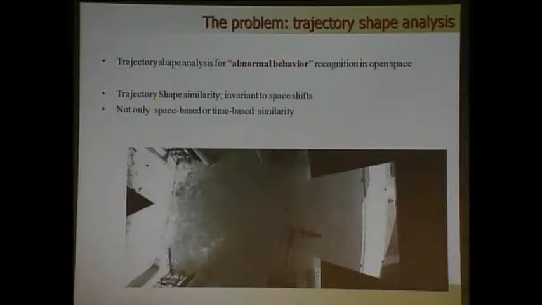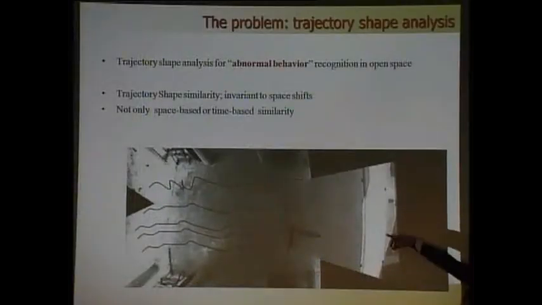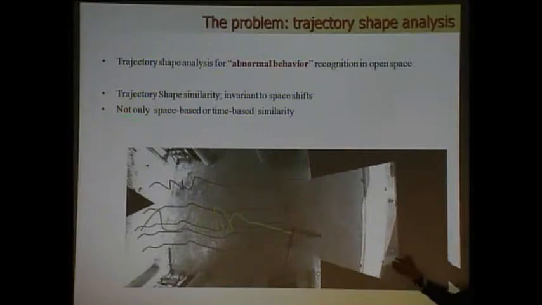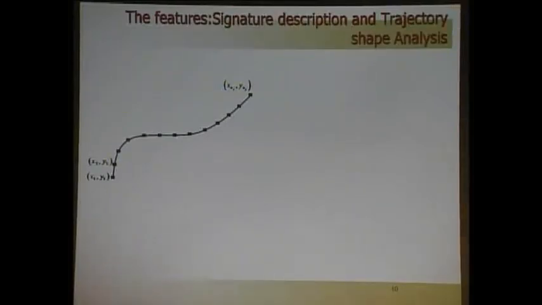So the problem, as we said before, is classifying trajectories according to their shape. So we are not interested in the position, but trajectories having the same shape must belong to the same cluster, and trajectories having different shape must be treated differently by the system. Usually trajectories are described as sequences of coordinates in some plane, for example x and y, or i and j in the image plane.